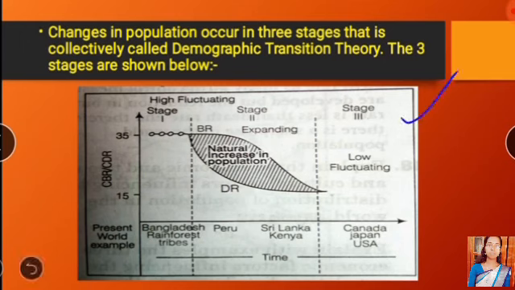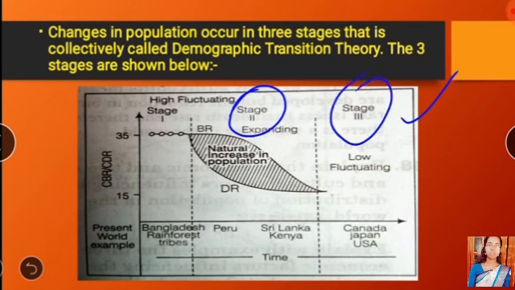This picture shows the three important stages of demographic transition theory. The original demographic transition theory contains 5 stages and it is proposed by W. Thomson. So here you only have to study 3 stages for your class 12th. See that picture? There are 3 stages: stage 1, stage 2 and stage 3.